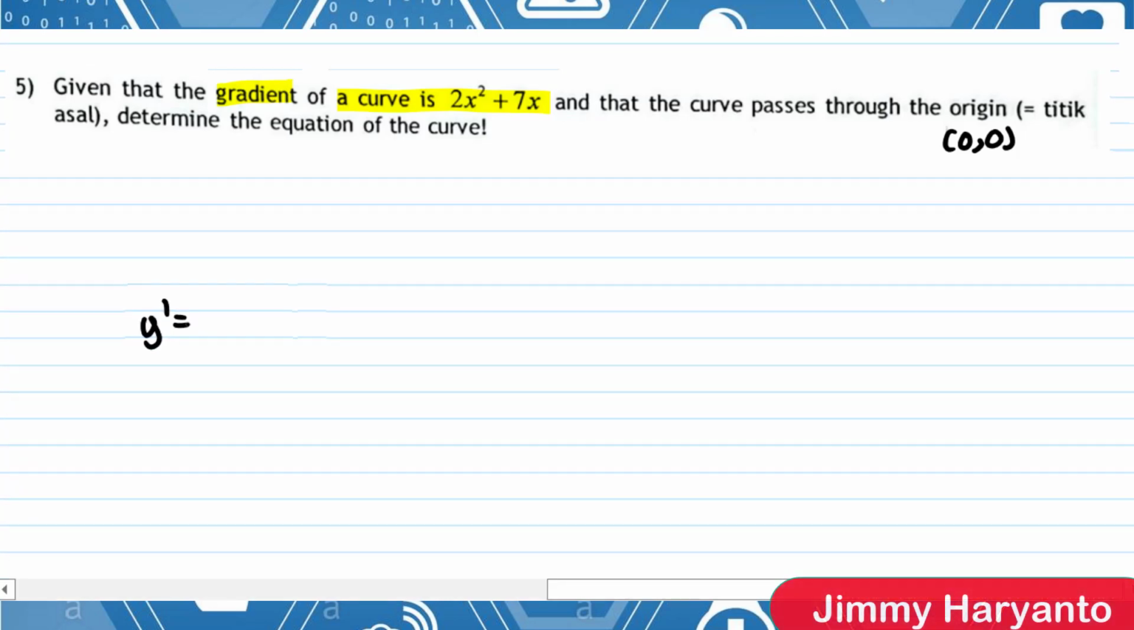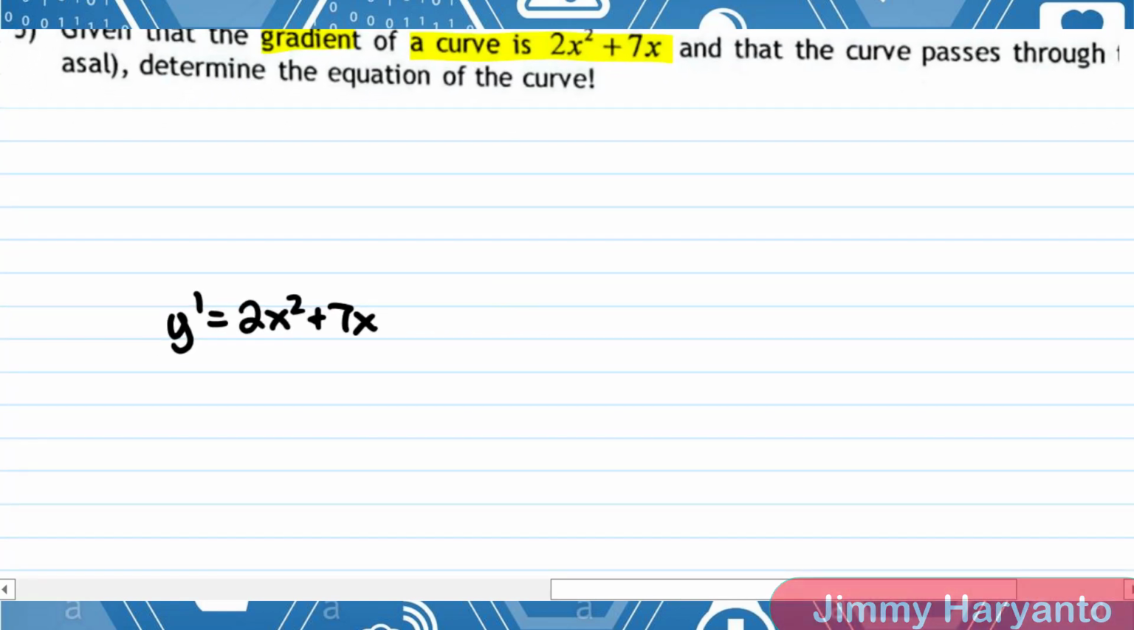I already taught you in the differentiation chapter that the first differentiation of the curve is the gradient. Okay, so dy over dx is 2x squared plus 7x. I can say it like that. And then of course the question will ask you about the equation of the curve. That means you have to integrate to find the y.